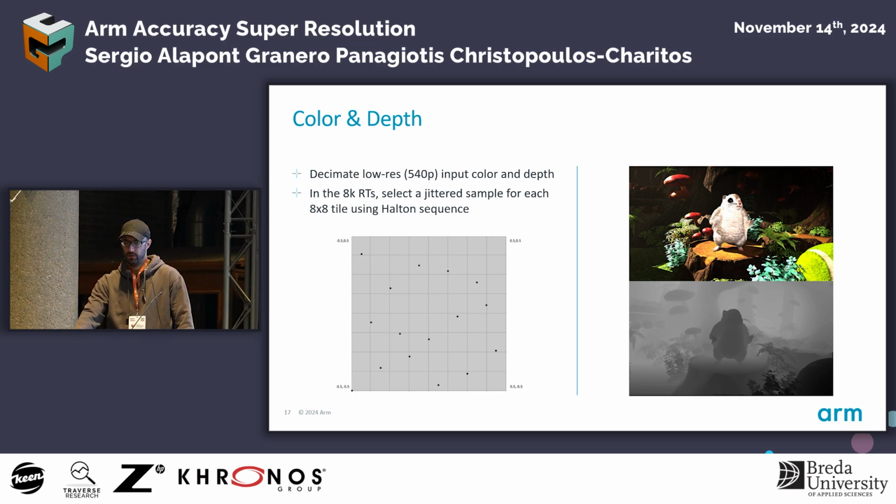Then we need to produce what will become the input color and input depth of the upscaler. Using a Halton sequence, we pick a different sample inside an 8x8 tile of the 8K image. One sample for color and one for depth. And these samples become the 540p input images.